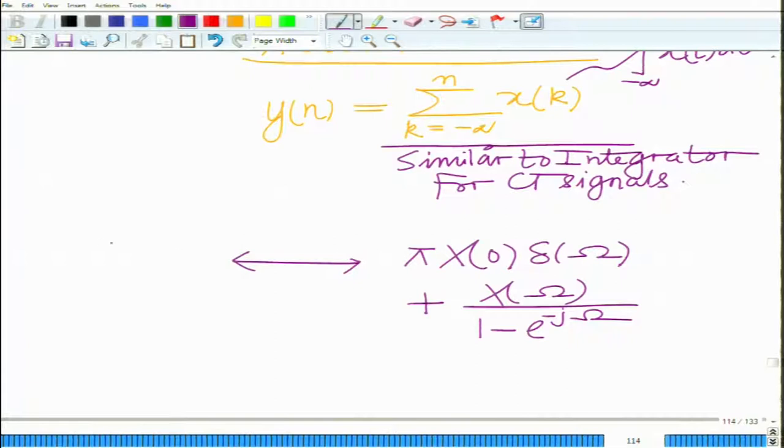So, that is basically your accumulation, that is your summation k equals minus infinity to n of x[k], that has the DTFT given as pi X(0) delta(omega) plus X(omega) divided by 1 minus e raised to minus j omega, all right. So, that is basically the result for accumulation of a discrete time signal.